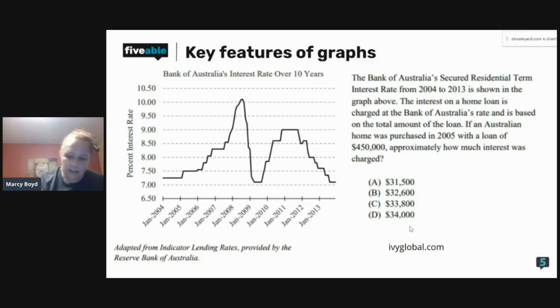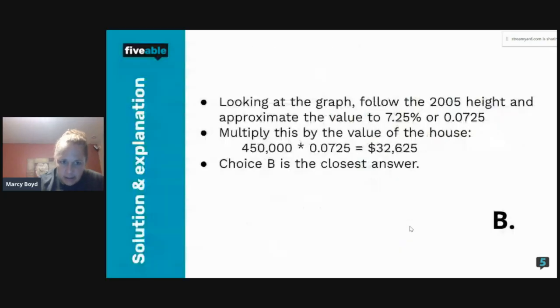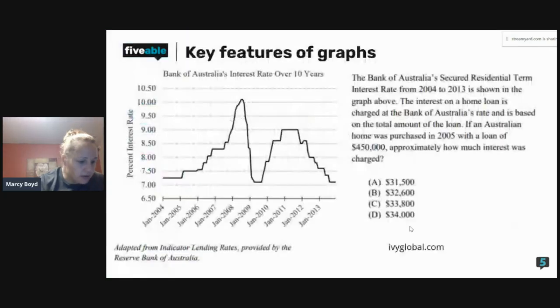I think this is the graph question we're talking about. Yep. Okay. So it says, if we have a home purchased in 2005, right? So in 2005, I'm a bit confused on the question, how to find the exact interest rate. It looks like there's a vertical line at the 2005. Gotcha.